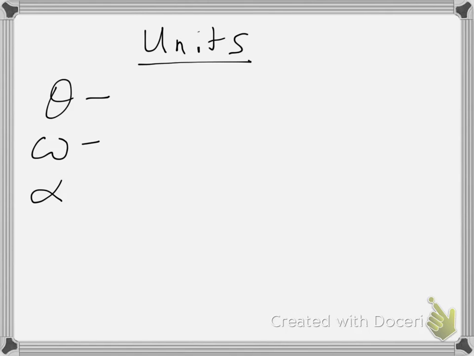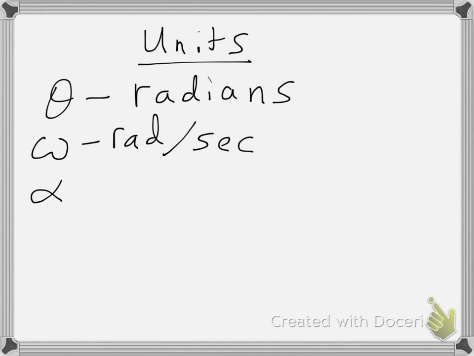Now let's talk a little bit about the units. What is theta measured in? What is omega measured in? And what is alpha measured in? So theta is going to be measured in a new set of units that you may or may not have heard of before, and these are called radians. And omega will be in radians per second. We sometimes denote it as rad per second. And alpha is going to be rad per second squared. Okay, radians per second squared.